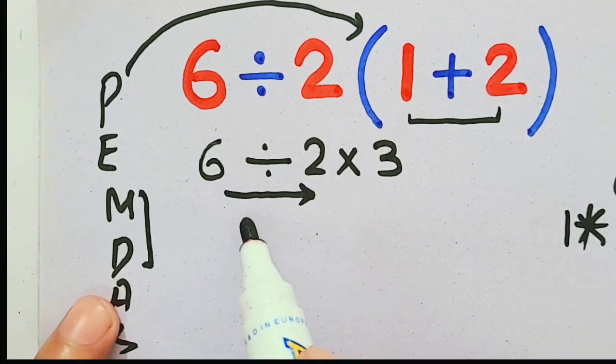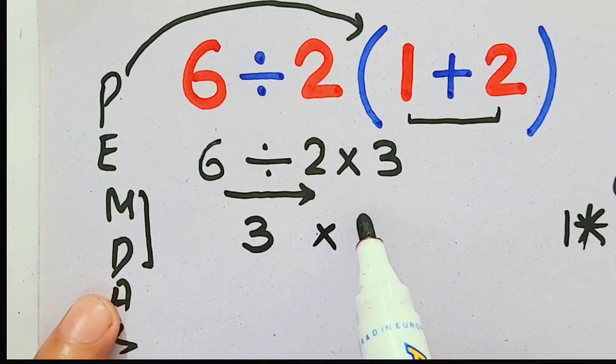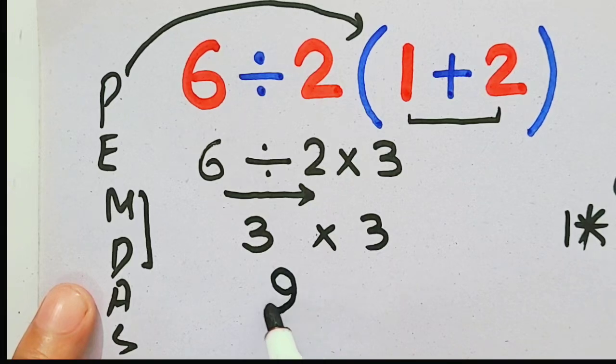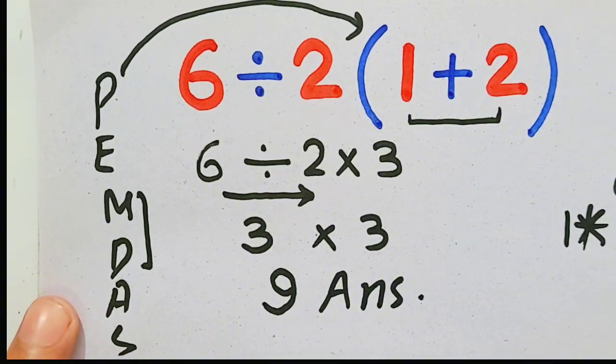6 divided by 2 will be equal to 3, times 3. And 3 times 3 will be equal to 9. So 9 will be our correct answer.